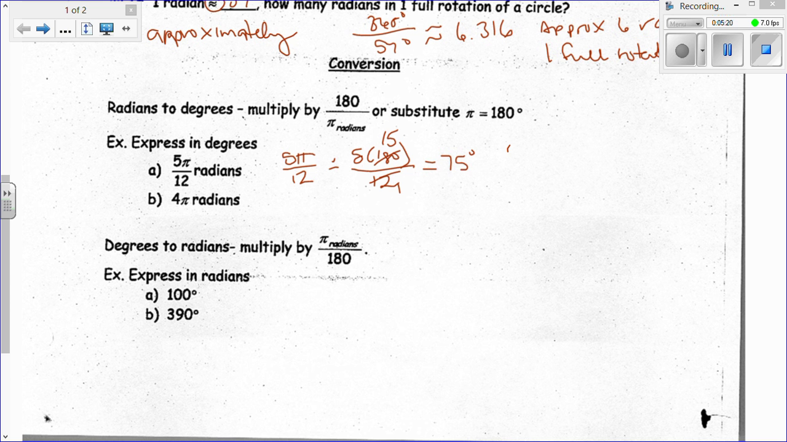Or, I'll show you the other method. If I do 5 pi over 12 times 180 over pi, here the pi's cancel out. 12 goes into 180 15 times. And you see I still end up with 75 degrees. So it doesn't really matter which way you do it, you still get the same answer. I typically substitute in 180 for pi because it's easier and faster. For part B, I'm going to do 4 times 180 equals 720 degrees.